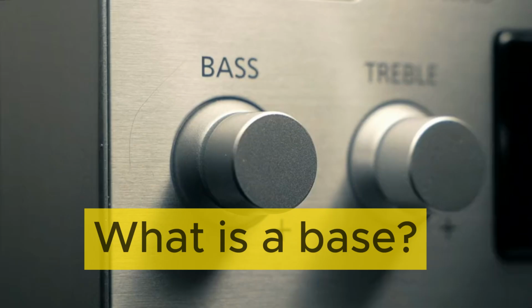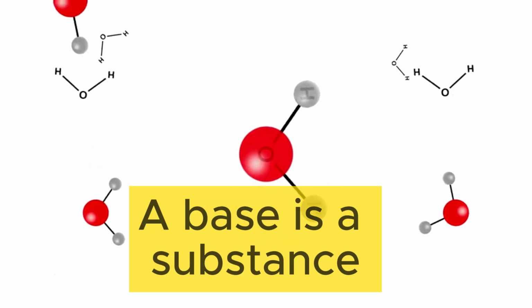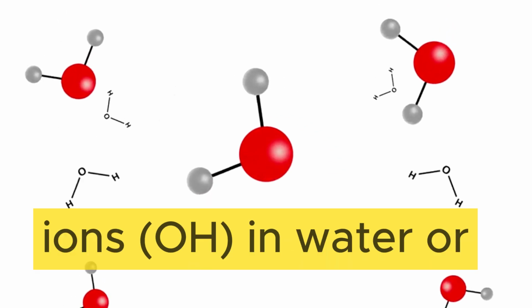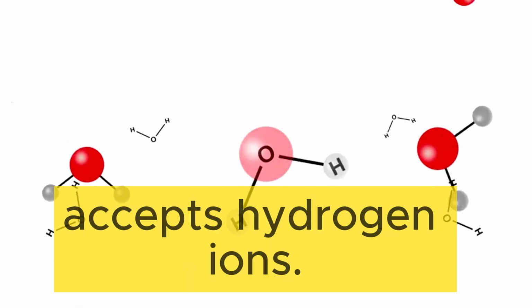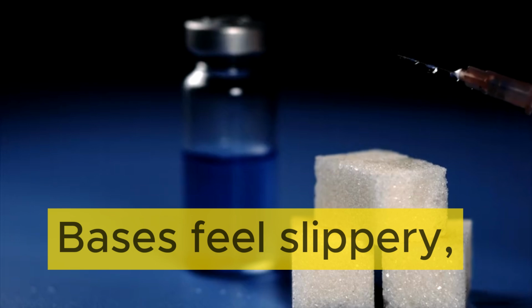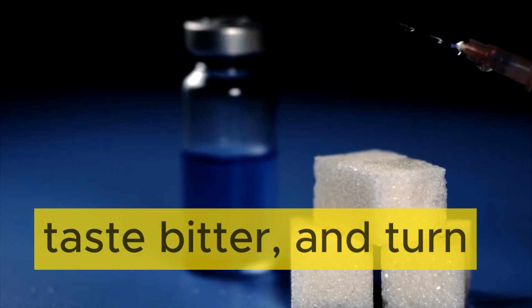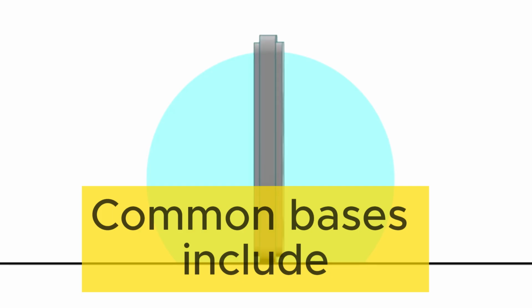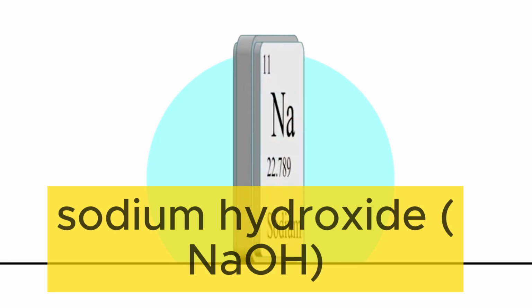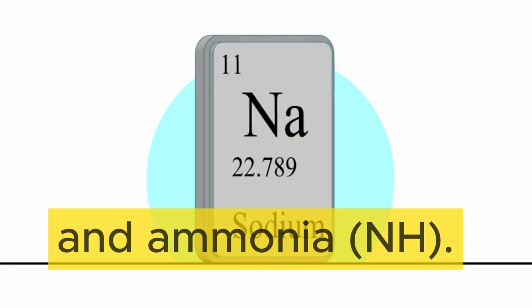9. What is a base? A base is a substance that releases hydroxide ions, OH-, in water or accepts hydrogen ions. Bases feel slippery, taste bitter, and turn red litmus paper blue. Common bases include sodium hydroxide, NaOH, and ammonia, NH3.